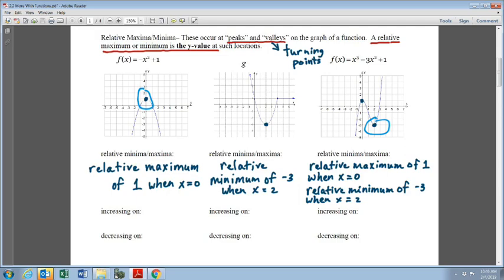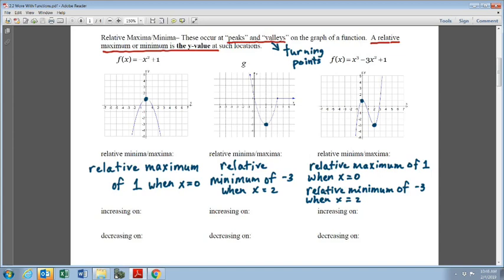It is the highest y value for the whole function. Same thing's true on g. This is an absolute minimum as well as a relative minimum. So our focus here though is going to be on relative extrema, and they just occur wherever you find these turning points. Alright, so let me erase these marks and let's talk about increasing and decreasing.